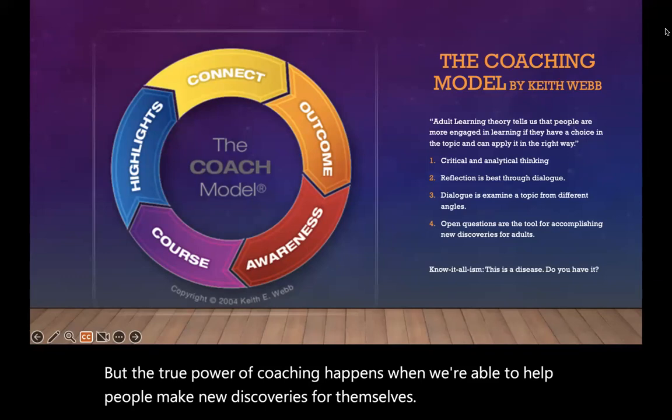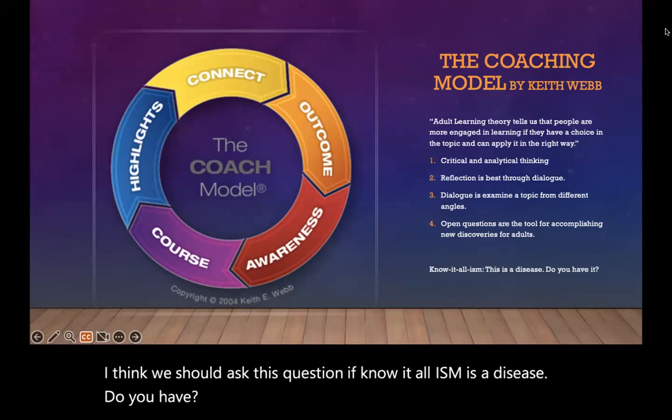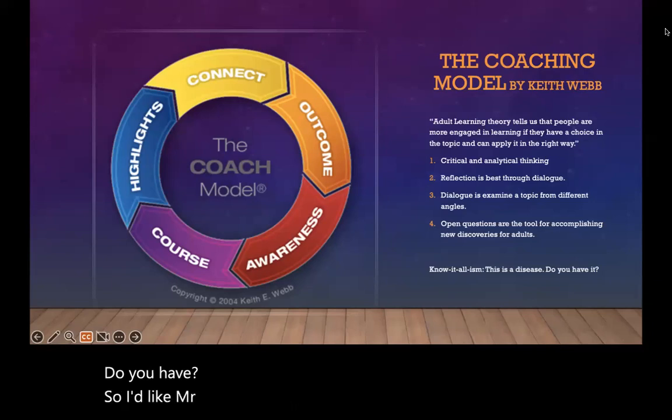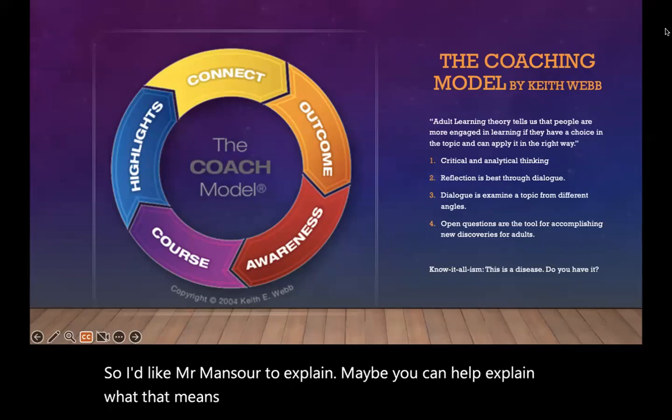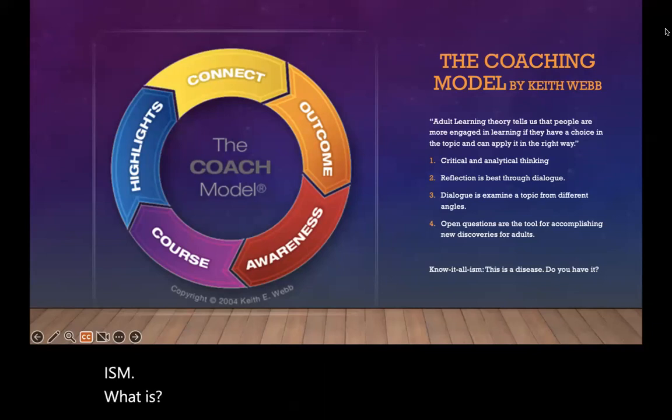I think we should ask this question. If know-it-all-ism is a disease, do you have it? So I'd like Mr. Mansour to explain. Maybe you can help explain what that means. What is the disease of know-it-all-ism? Know-it-all. That's right. It's a disease. The disease is you think you know everything.